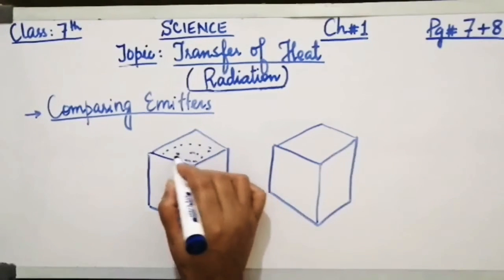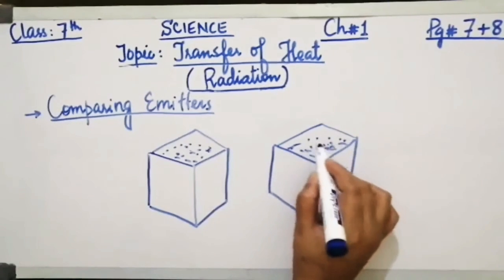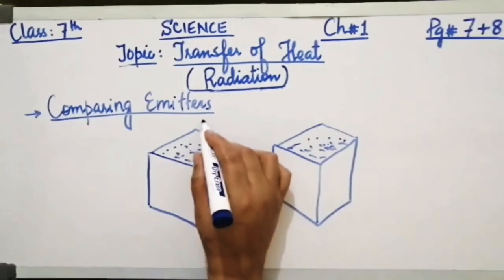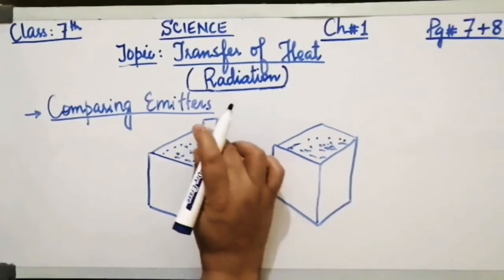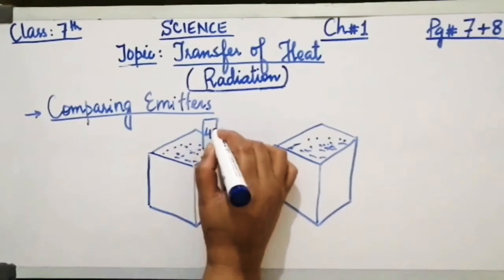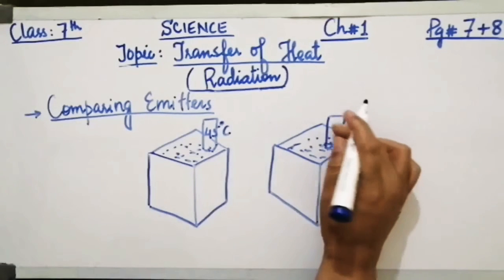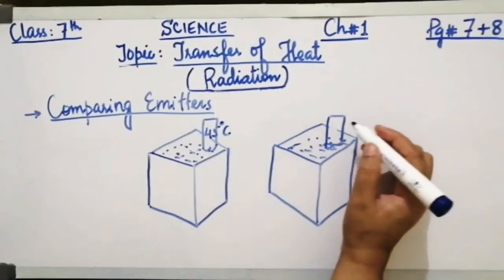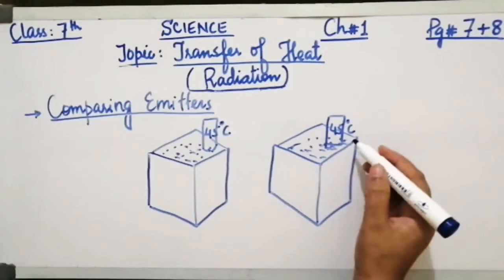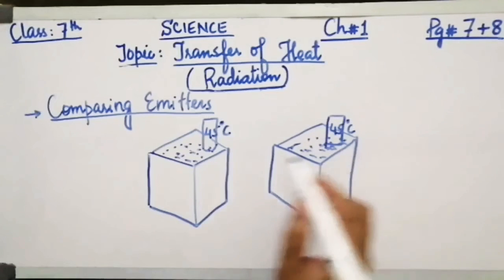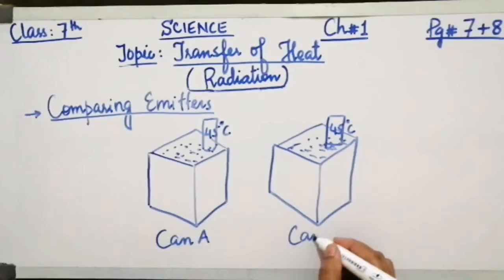Suppose these are two cans containing an equal amount of water. Now, I have inserted an instrument called a thermometer where the temperature is 45 degrees Celsius, while on the other side, again I am taking a thermometer on which the temperature scale reading is again 45 degrees Celsius. Now suppose this is your can A and this is your can B.